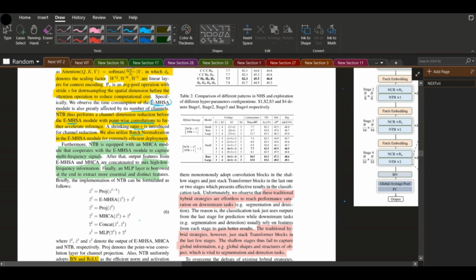Then they said that we utilize batch normalization for efficient deployment. Like I said here, essentially they decided to use batch norm and ReLU. Then they dropped the layer norm, and they also dropped the GELU because, based on the experimentation, they realized that these increase latency. So they state that the next transformer block is equipped with a multi-head convolutional attention module that operates with the self-attention module to capture multi-frequency signal.